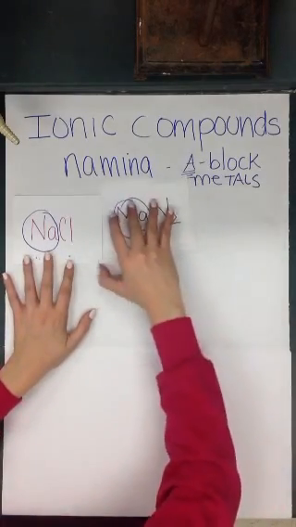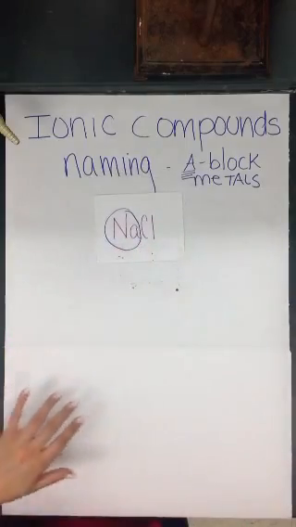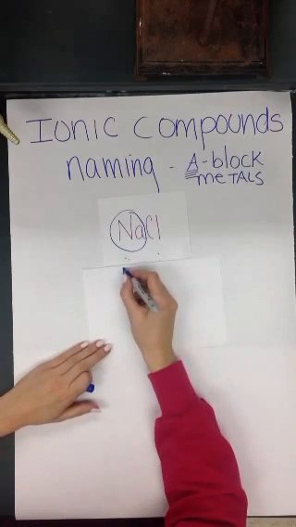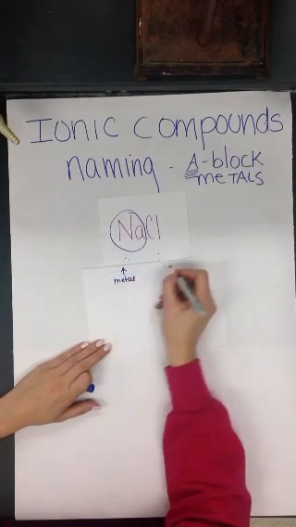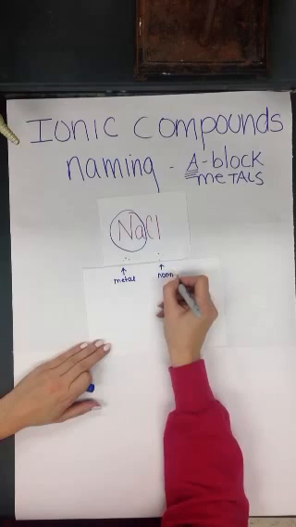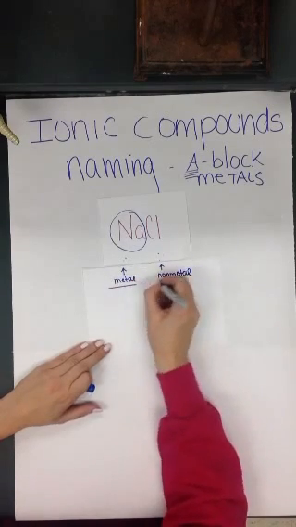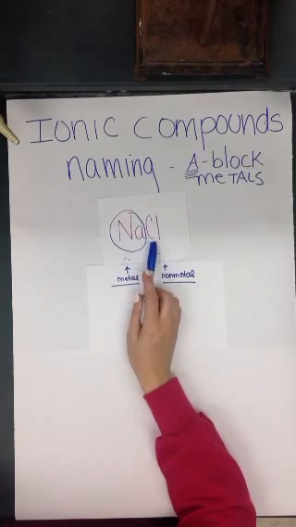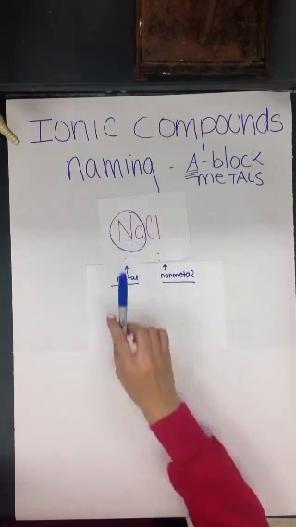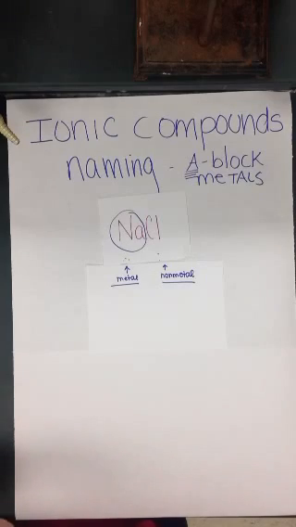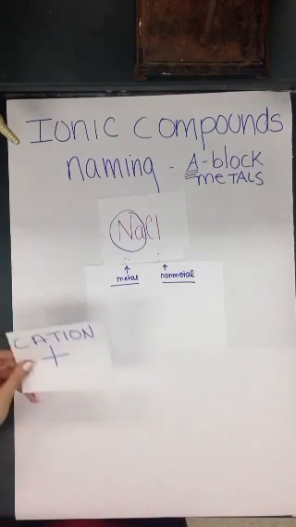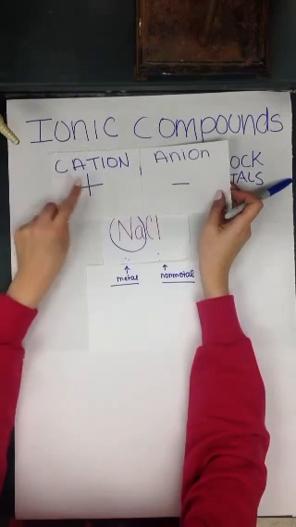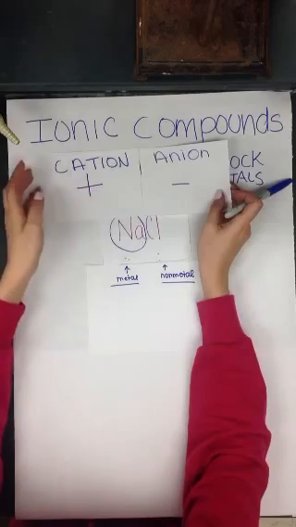How do I name something like NaCl? Well, I notice that Na is my metal and Cl is my nonmetal. And this is something you should know. In ionic compounds, the metal always comes first, and then the nonmetal, always. Or we could say the cation comes first, and then the anion. You always want to write your cation first, and then your anion. That is always true. Remember, all metals are cations, and all nonmetals are anions.